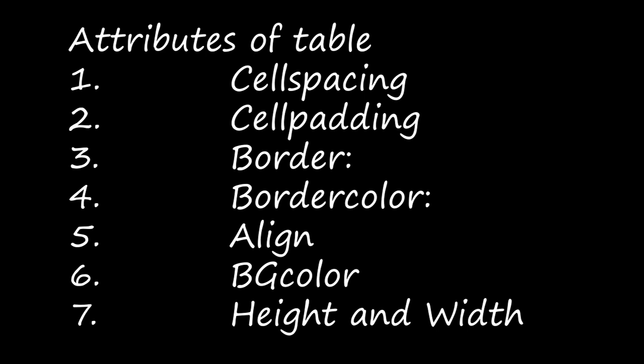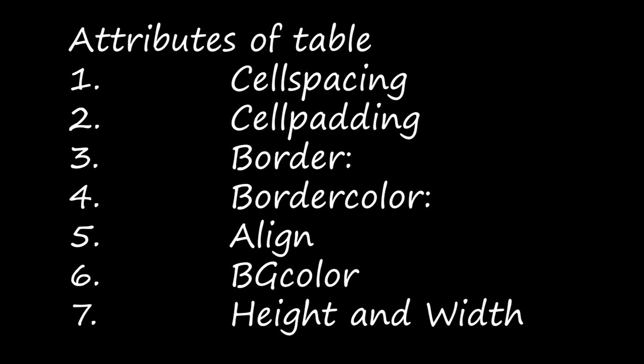First one is cell spacing. This is used to set the space between the cells in the table. Okay, the value should be given in pixels only. From the word itself you can say it is the space between the cells in the table, right? And the next one is cell padding. Cell padding means it is used to set the space between the contents of the cell and its border. Okay, the value should be given in pixels only, here also in cell padding.